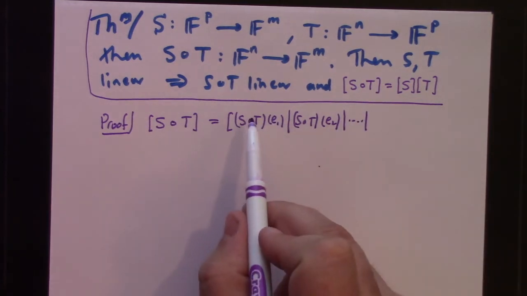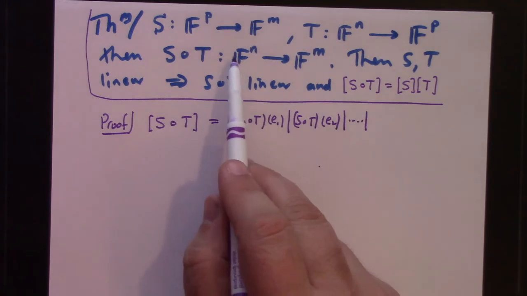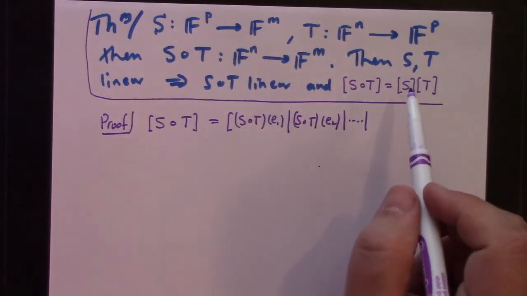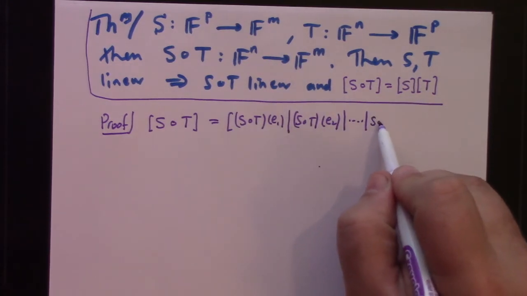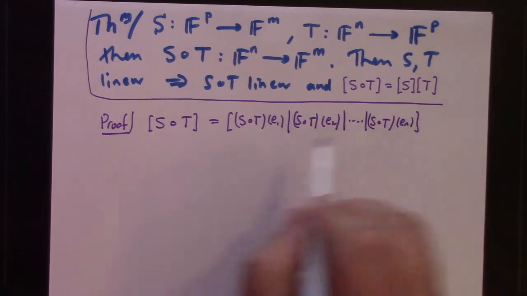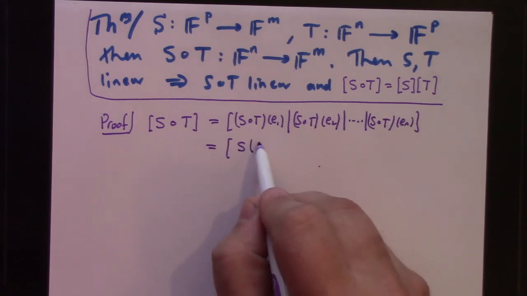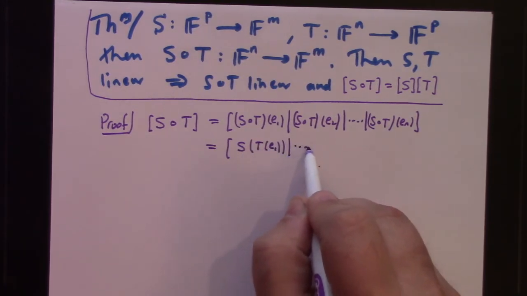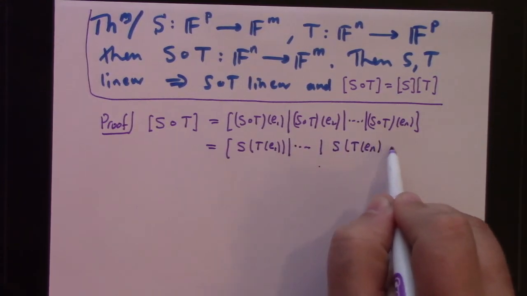Let's see here. Well, S composed with T starts out with T. T goes from N to P, then we go from P to M. So this is going to be an M by N matrix. Got N columns, so our last column is the nth one. All right, so what is that? Well, that is S of T of E1. I'll skip the second one, save myself some writing. S of T of En. Great. All right.